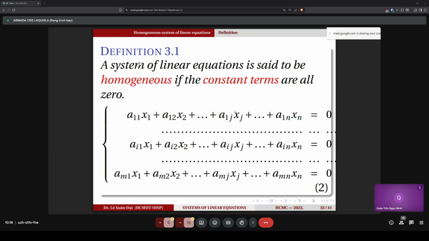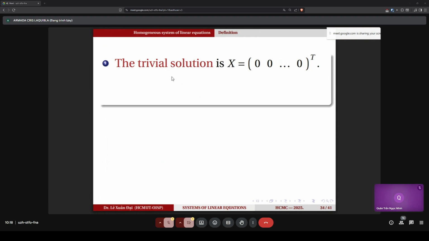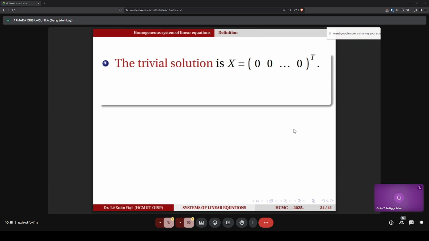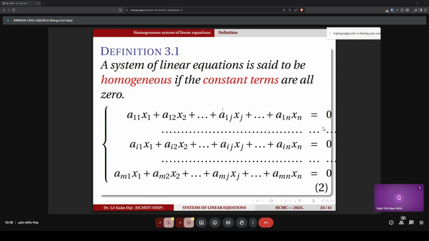Next, a system of linear equations is said to be homogeneous if the constant terms are all zero. So we have here 0, 0, right? So this is now a homogeneous system. The trivial solution is x equal to 0, 0, 0, which is correct, right? If your values of x sub 1 up to x sub n are all zeros, then the equation will be true, correct?